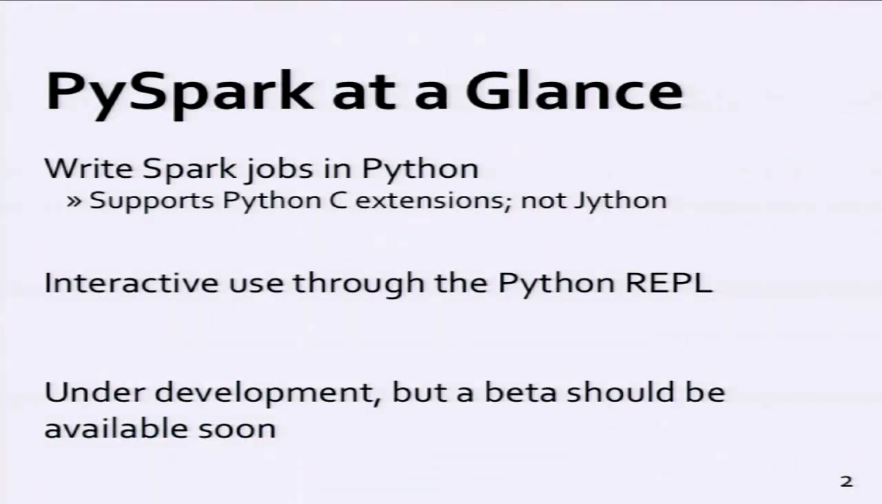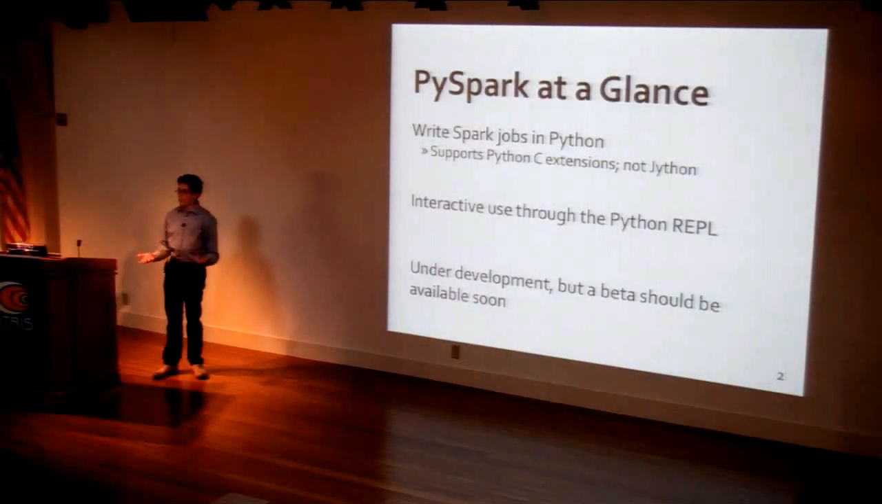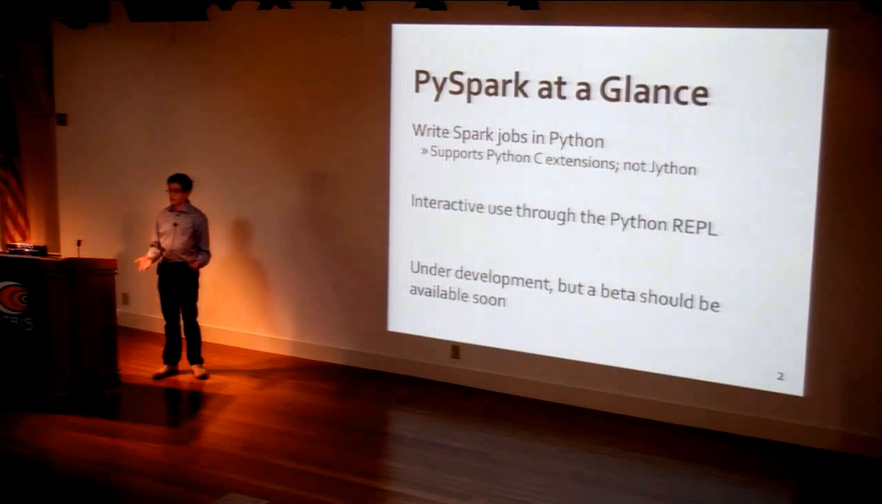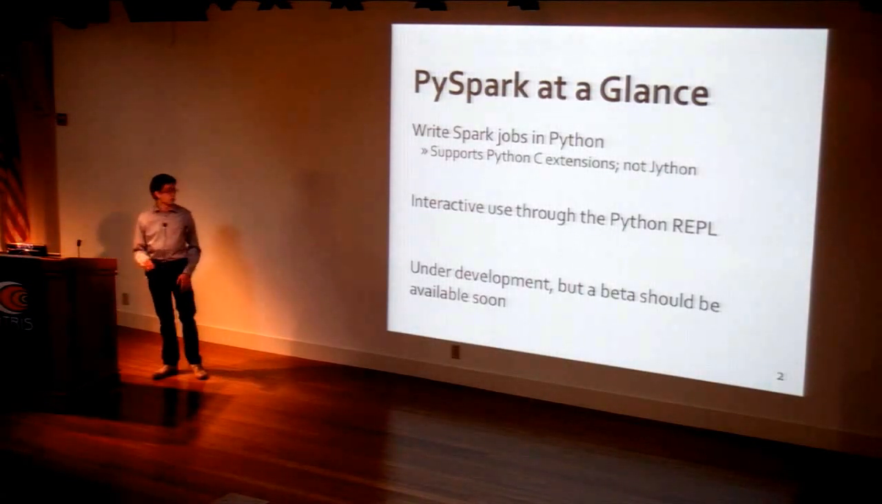So the new API is going to be called PySpark. And at a glance, it's going to let you write your Spark jobs in Python. And we support all of your Python features, CPython, C extensions too. So all of your Python libraries will work. We're not using a solution like Jython that limits the libraries that you can use. We are also going to have an interactive shell that's just as easy as typing at the regular Python console.